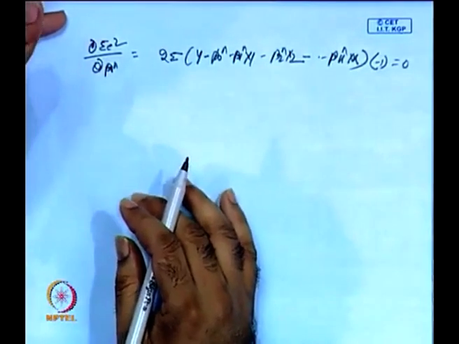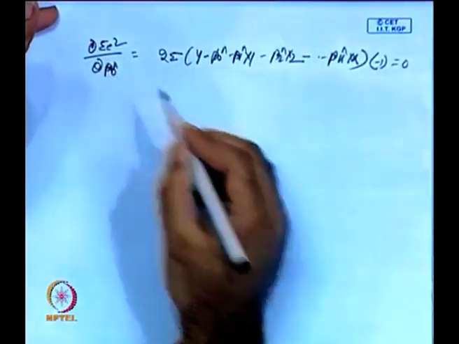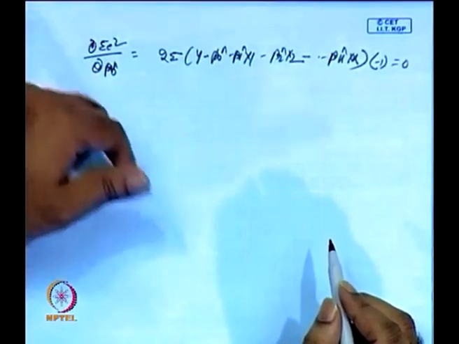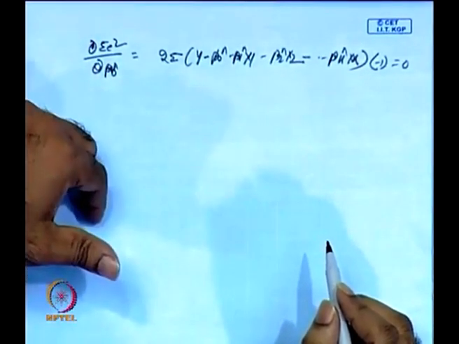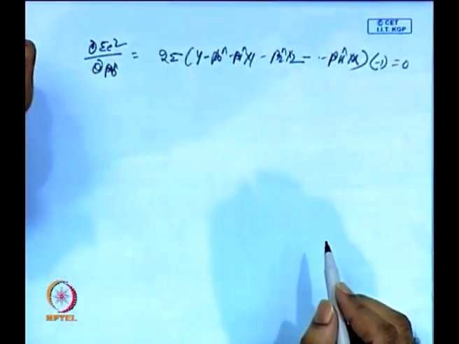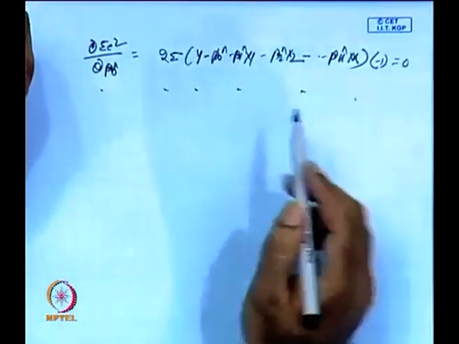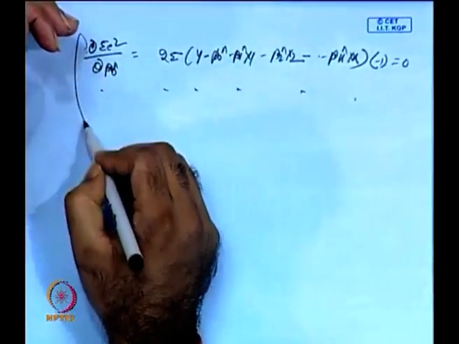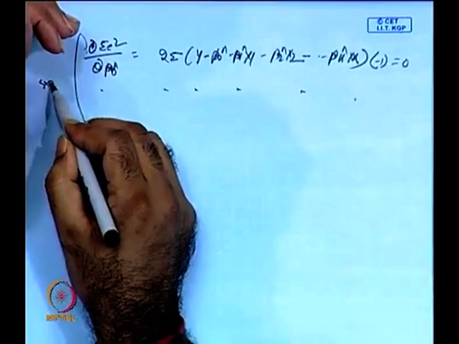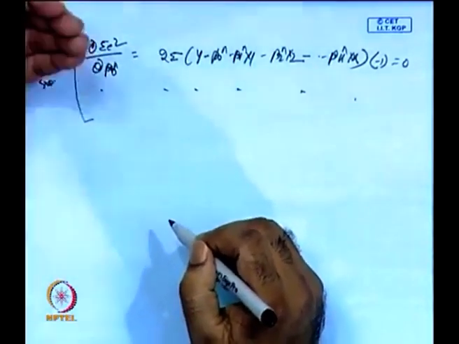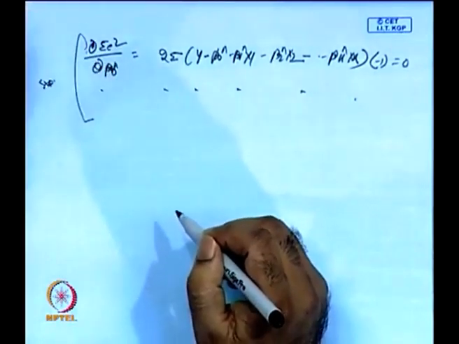Similarly, we have to go for d summation e square by d beta 1 hat, d summation e square by d beta 2 hat, so like this d summation e square by d beta k hat. Now if we simplify this, it will continue like this. So, now let us assume that this is the second step of this particular process, means the first order necessary conditions.